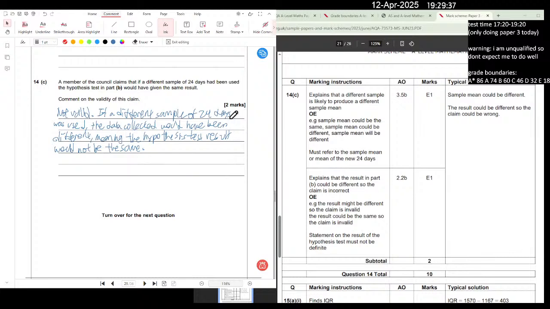Okay. Sample mean could be different. It means a different sample. It's likely to produce a different sample mean. Must refer to the sample mean. Explains that the result in part B could be different. Hypothesis test result would not be the same.